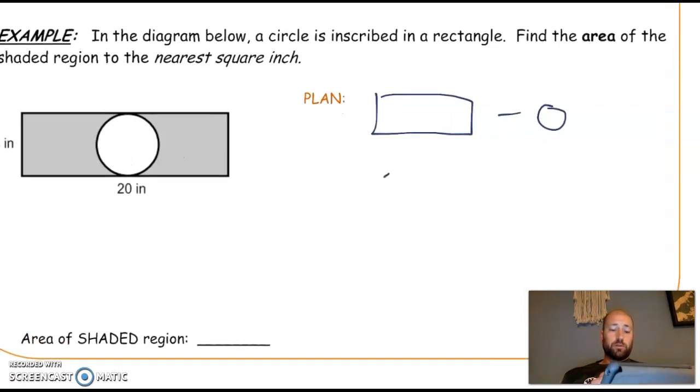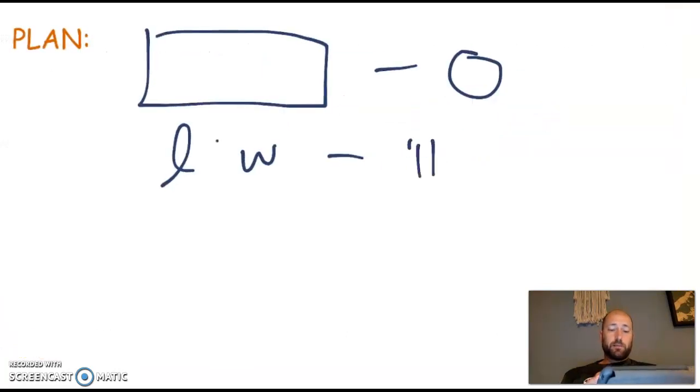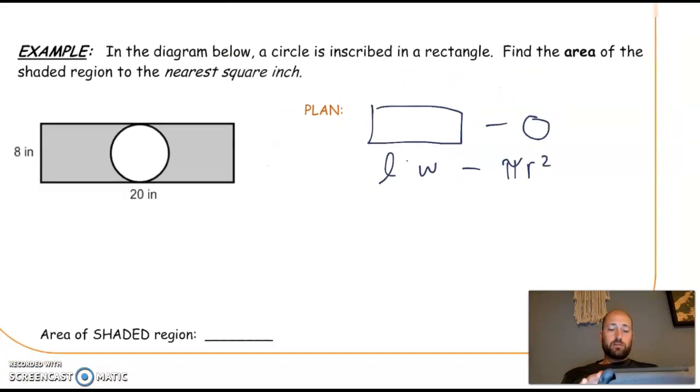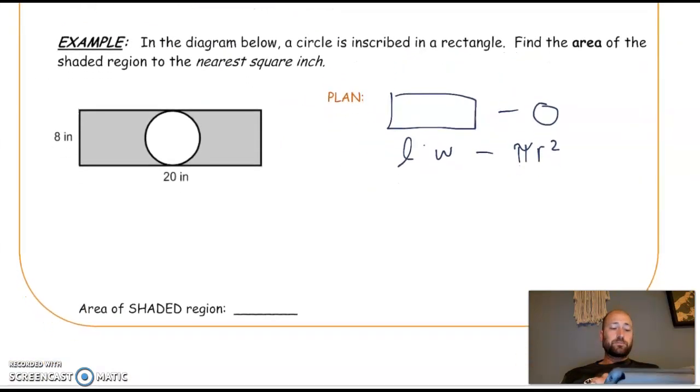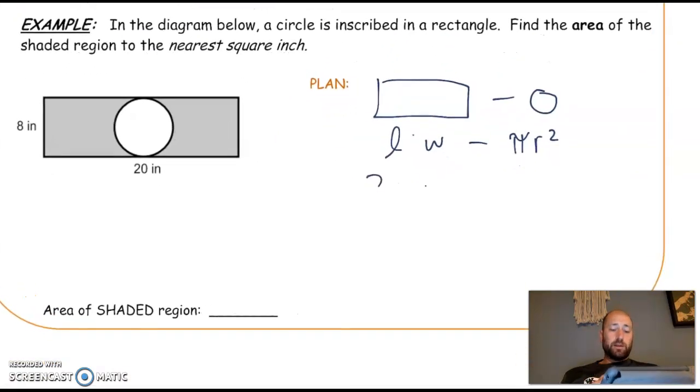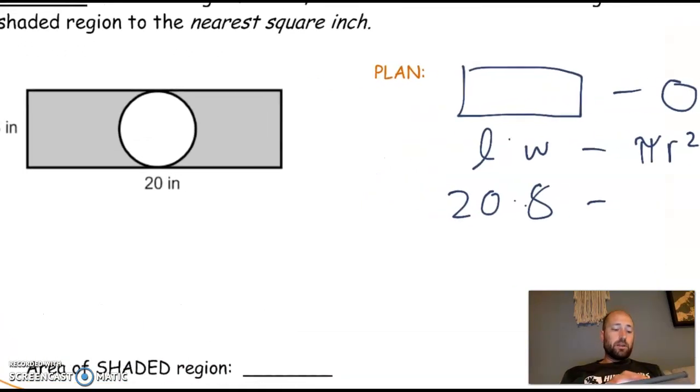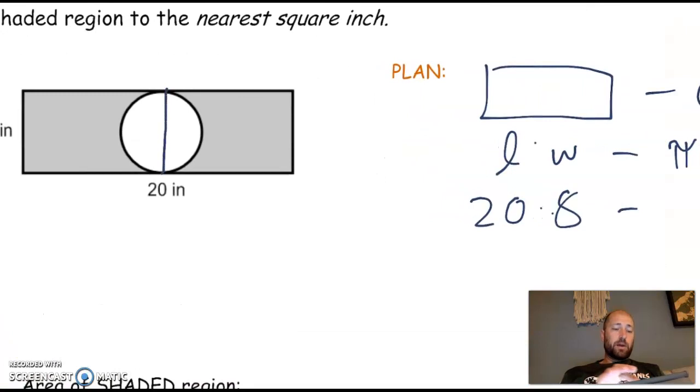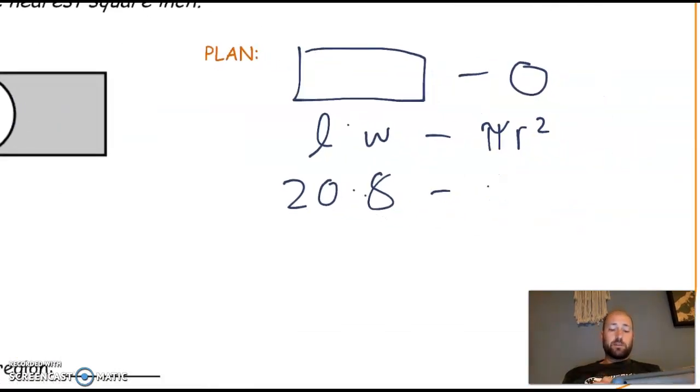So what do I need? Well, length times width is my formula here. Pi r squared is the formula for the circle. Well, length and width is not too bad. That is 20 times 8. That's an 8 right there. The radius, well, this is 8 from top to bottom. That's the diameter. The radius is half of that, so the radius is 4. So that's pi times 4 squared.